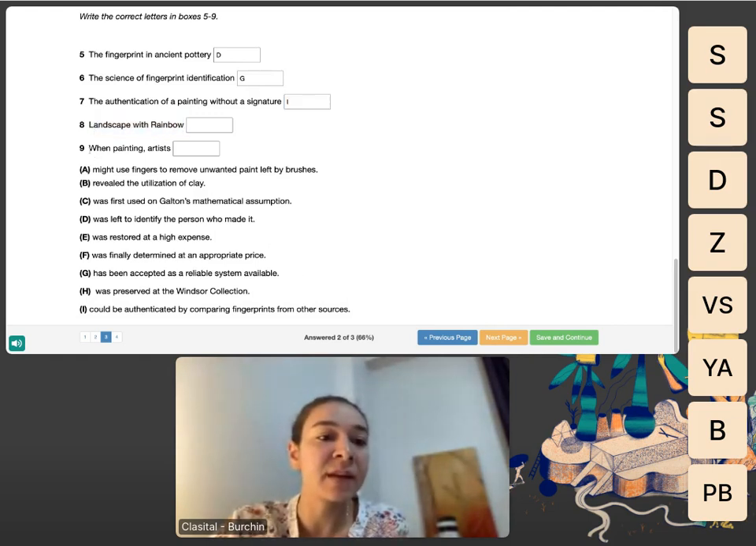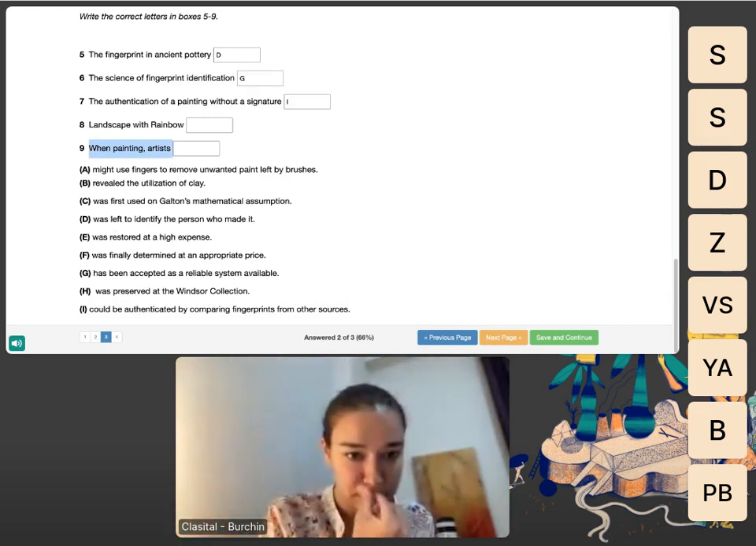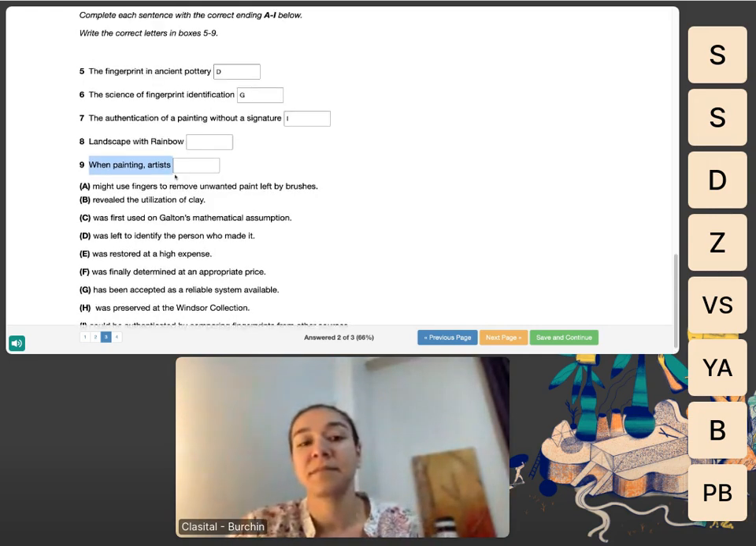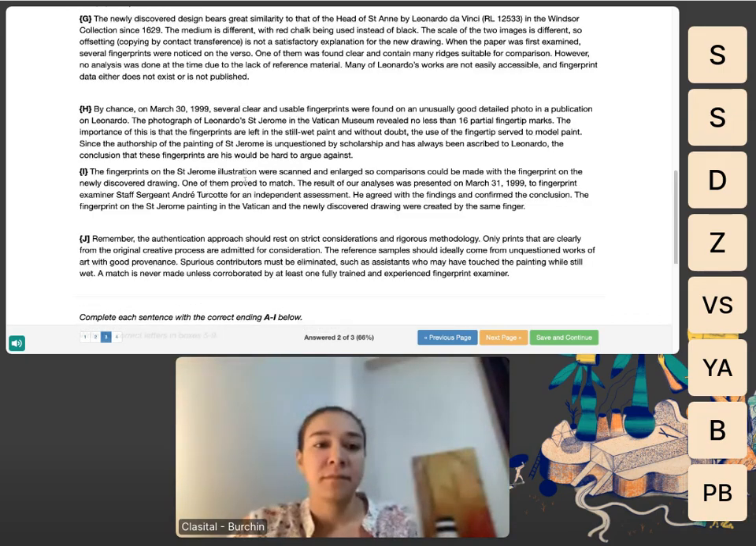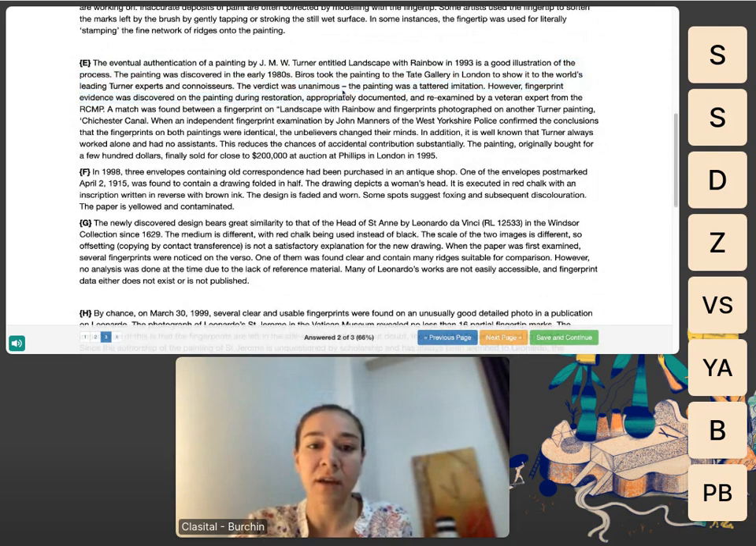Landscape with rainbows, and when painting artists. Rainbow. The painting discovered. To show it to the world, leading Turner experts and connoisseurs. The verdict was unanimous. The painting was a tattered imitation. However, the fingerprint evidence was discovered, documented, re-examined.